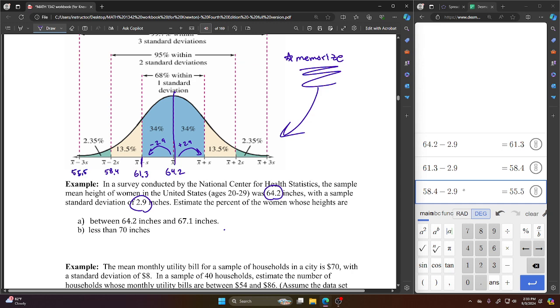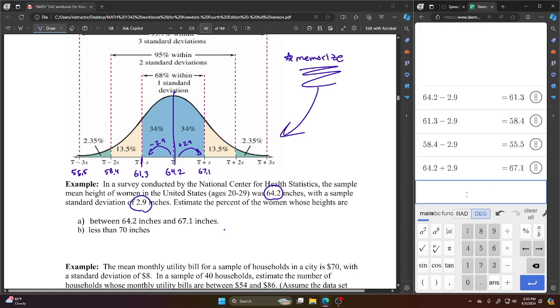I'm going to go the other way. Starting at 64.2, I'm going to add the 2.9. Add the 2.9. Oh, 70 straight up. And then add the 2.9.